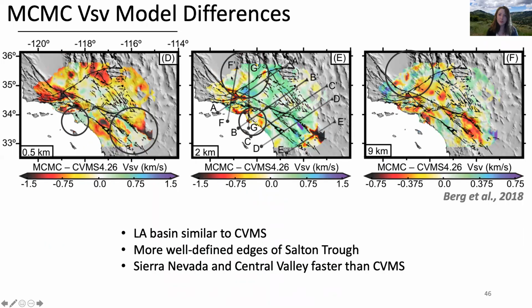When comparing our result to the CVMS, where red corresponds to our result being slower and deep blue to our result being faster, we see that we have similar results in the LA Basin. This is excellent, as the LA Basin is very well constrained by the CVMS model. We do have clear, well-defined edges in the salt and trough sediments, and our results are a hair faster in the Sierra Nevada and Central Valley.